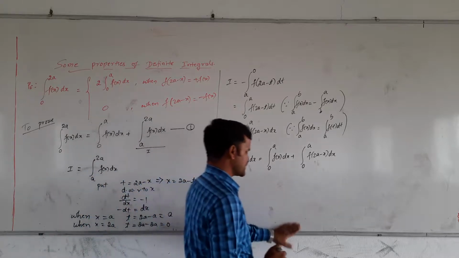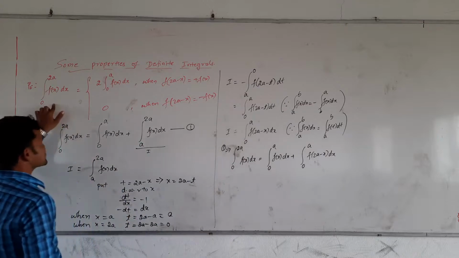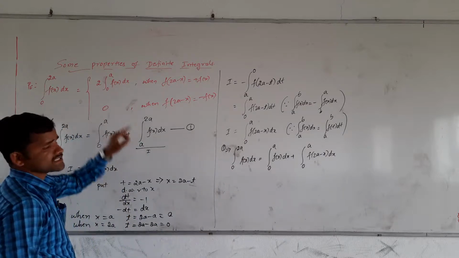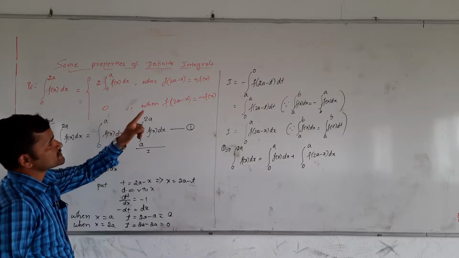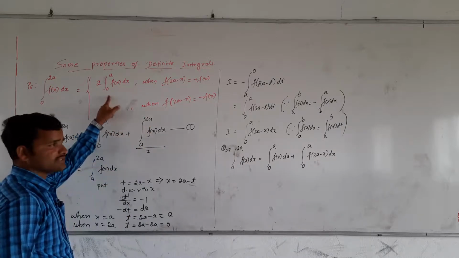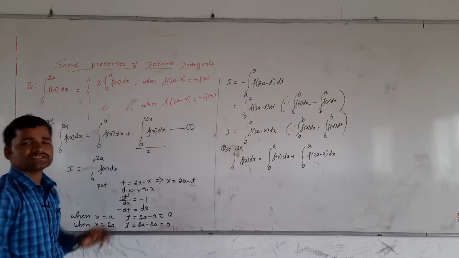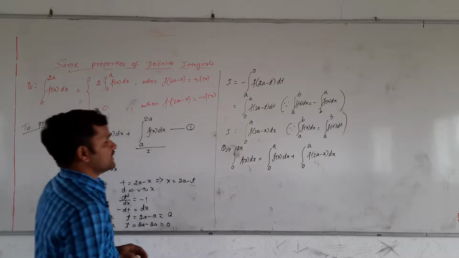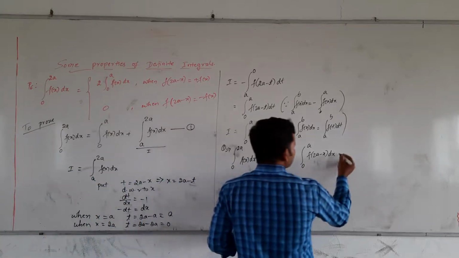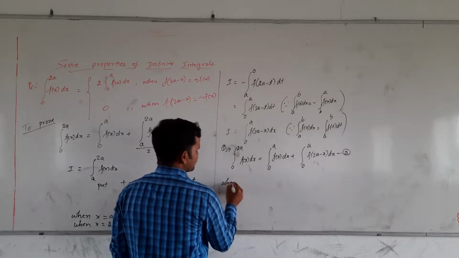Now we will go with the cases here. Here this is LHS and this is RHS. For the RHS, two cases are there. One case is when f of 2a minus x is equal to plus f of x, we should get this one. When f of 2a minus x is equal to minus f of x, we should get 0. Both the things I have to prove here. Okay. Now let me name this as equation 2. Then I will go with the cases.